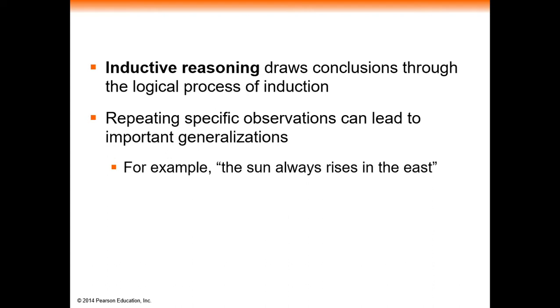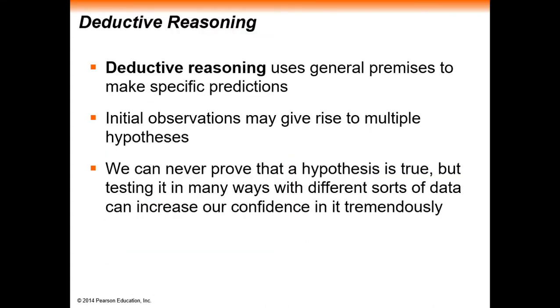This is kind of a bottom-up approach where we take lots of different specific instances and facts, and we build those together to come up with a broad umbrella idea or concept or generalization. Okay. The second type of reasoning that we have is deductive reasoning, and it's going to flow in the opposite direction. So deductive reasoning uses general premises to make specific predictions.